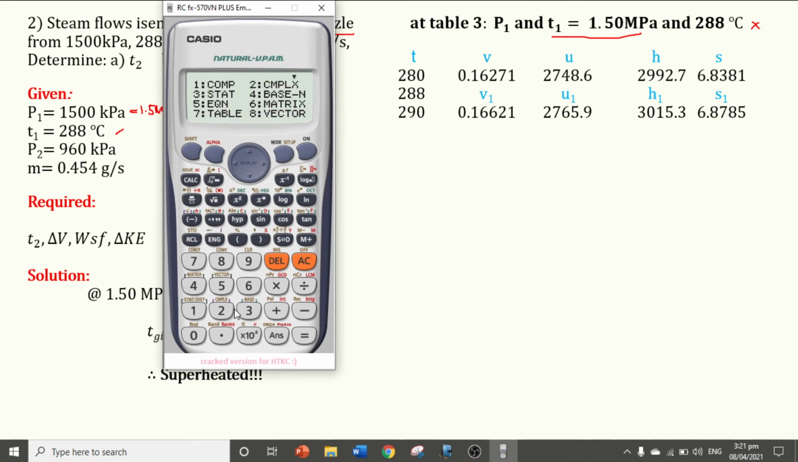Mode 3, 2 ulit. 0.16271. 0.16621. Temperature muna pala, 280 tsaka 290. Para Y na lang i-edit natin.